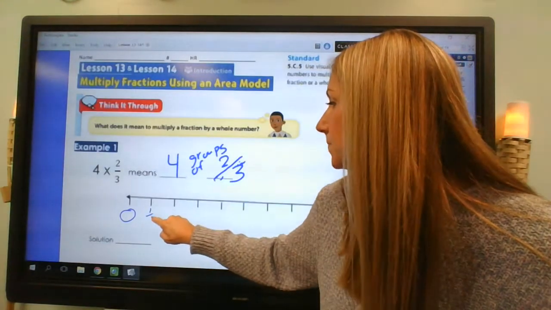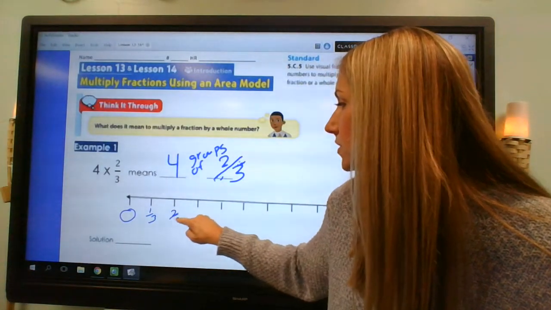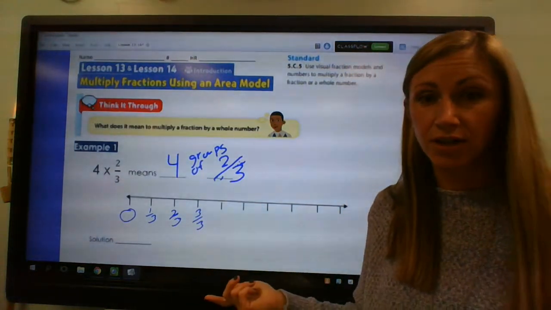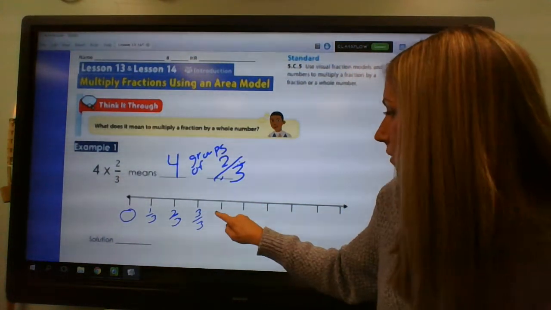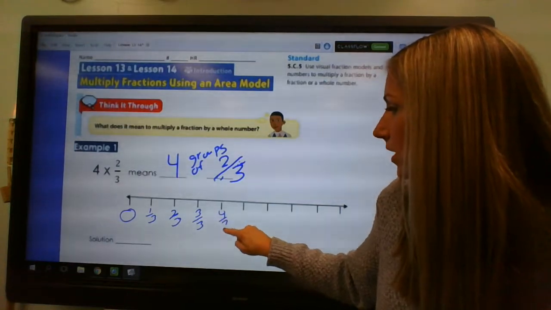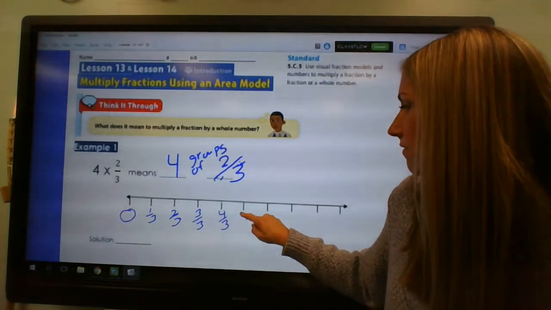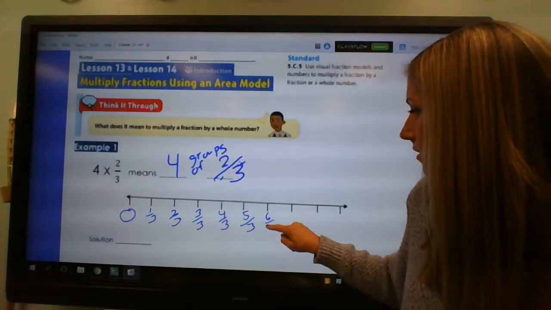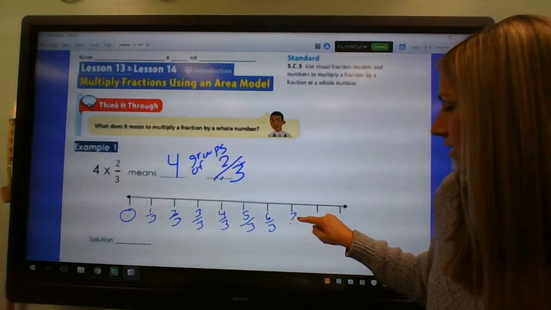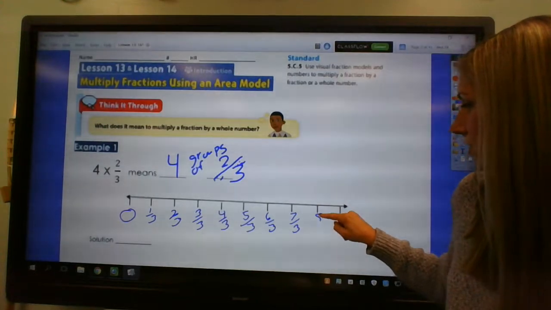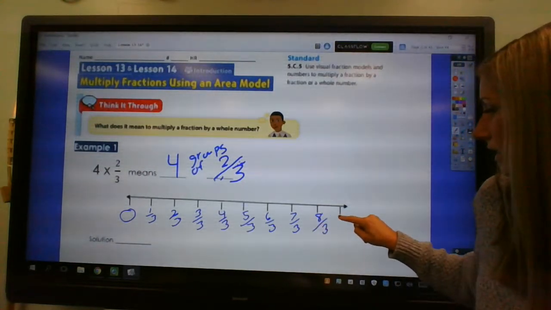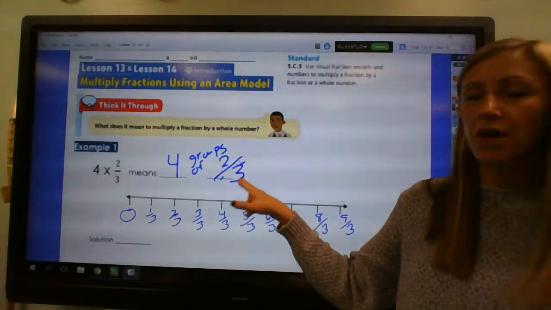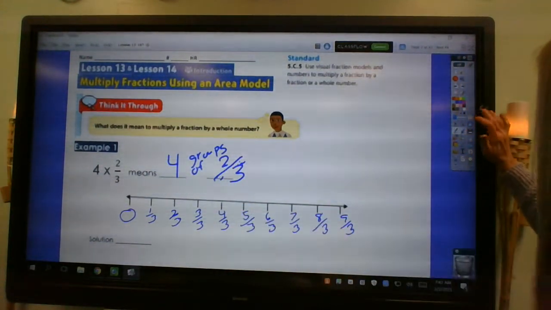1/3, 2/3, 3/3, and 3/3 is actually a whole. 4/3, so now we're getting into mixed numbers. 5/3, 6/3, go all the way to the end here. 7/3, 8/3, and 9/3. So if we're going to do 4 groups of 2/3, I'm going to get my color here to represent that.